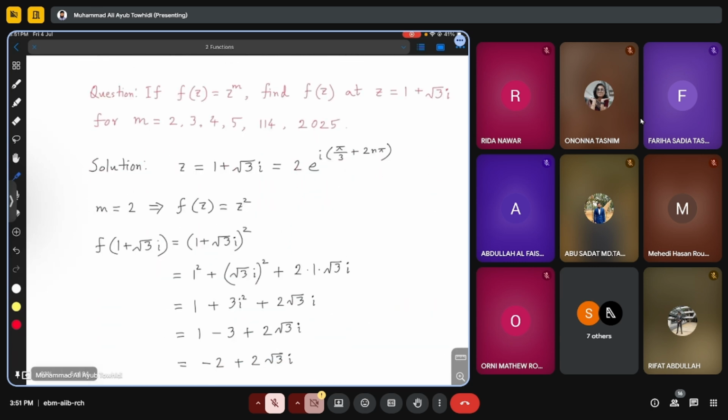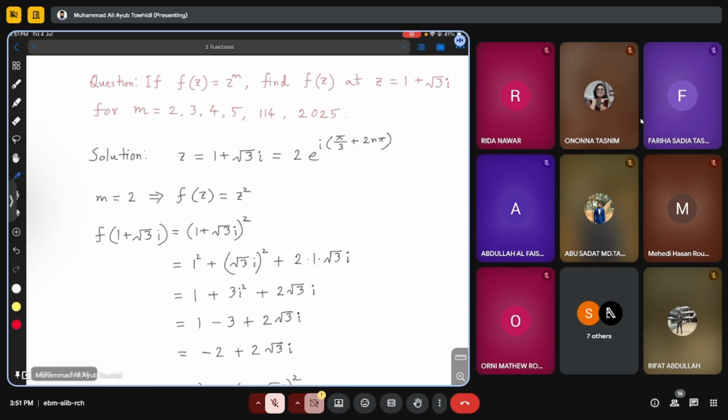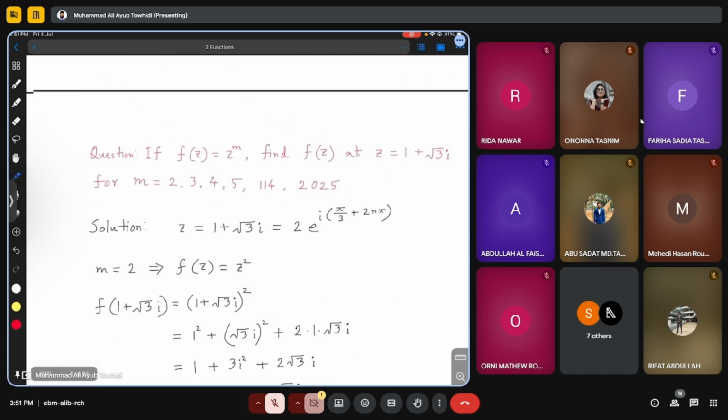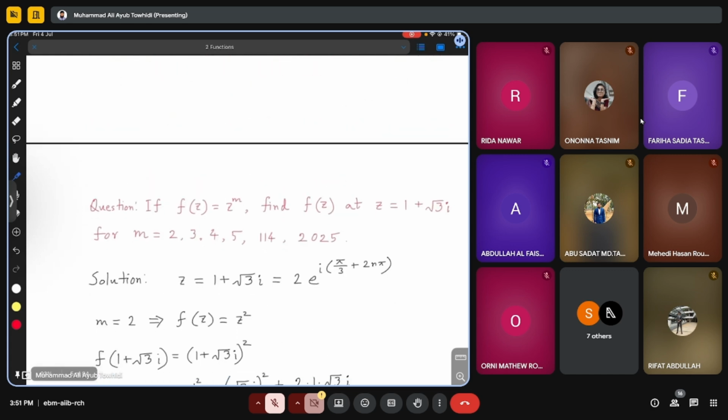On the other hand, I have shown some single valued functions here. Z to the power m, and the value of m is 2, 3, 4, 5, 114, 225, different values. And you will see all of them are single valued functions. So do this as a homework, but I think the concept is already clear.